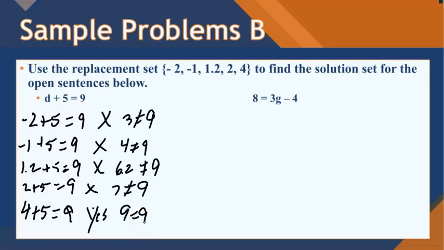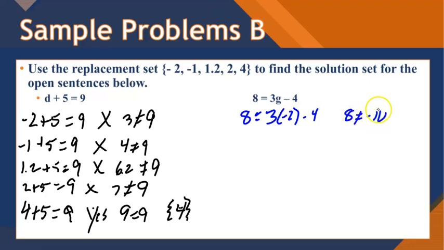So for this one, the only set that would be true would be 4. Next one, we have 8 equaling 3g minus 4. So we're going to do the same thing. So we have 8 equaling 3 times -2 minus 4. 3 times -2 is -6. -6 minus 4 is -10. 8 does not equal -10. So this one does not work.